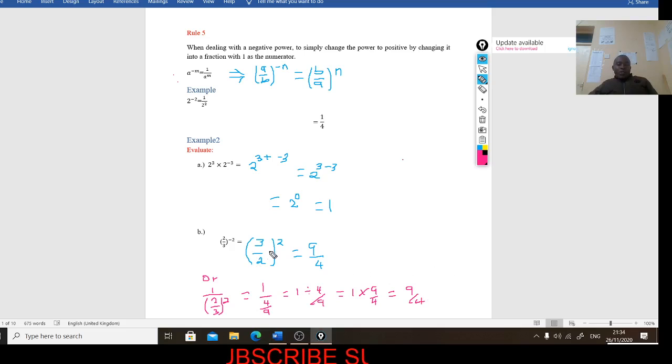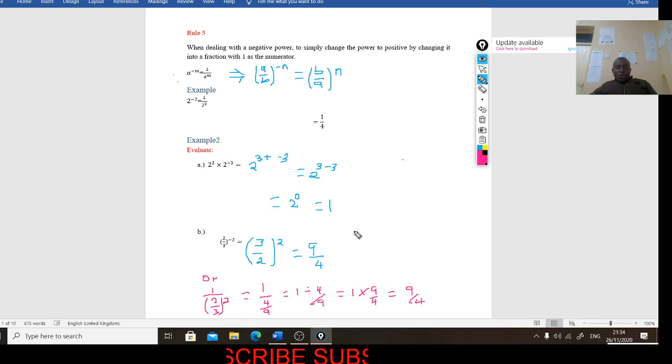So we can use either this method or this one. This one is cheaper and faster, but it only applies when it's a fraction, while the other applies for both. So that is the simple way of applying those rules.